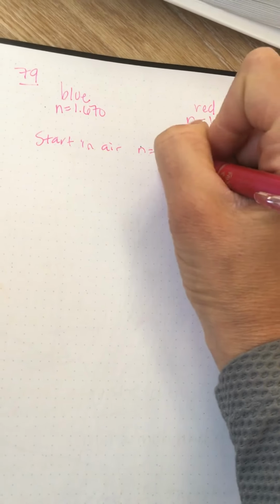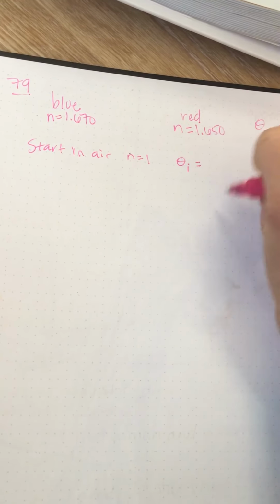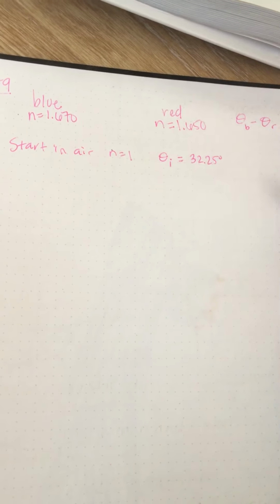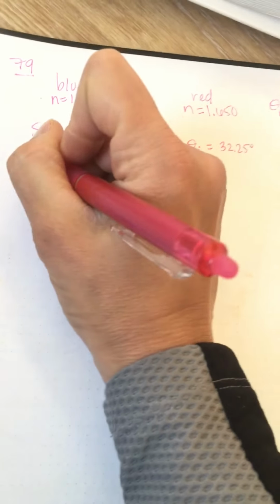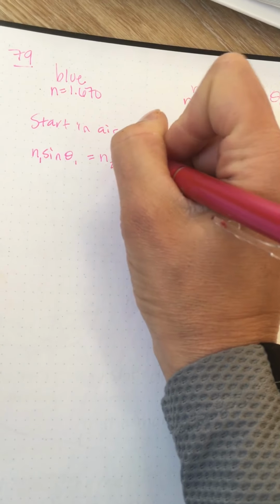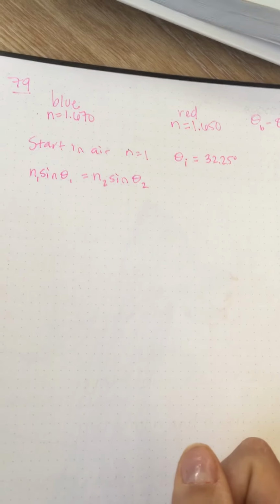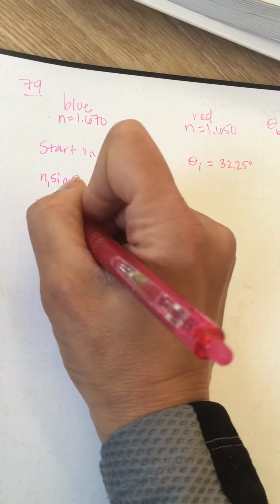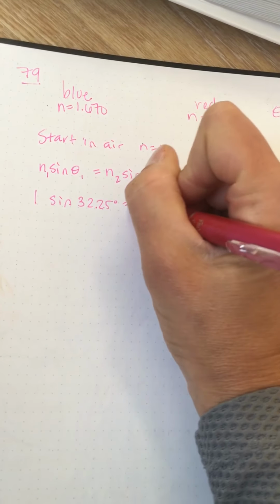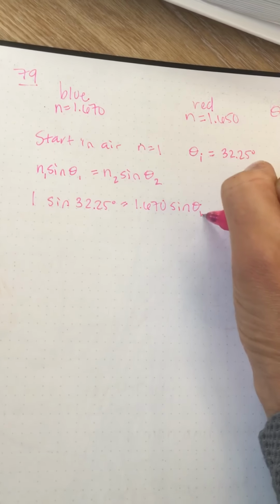So start in air, where we know we have an n value of 1, and our theta incident is 32.25 degrees. So I need to use Snell's law, and Snell's law tells me n sine of theta where I'm starting from equals n sine of theta where I'm going. So let's do blue first. If I'm starting in air, I have 1 times the sine of 32.25 degrees equals 1.670 times the sine of some angle for blue.